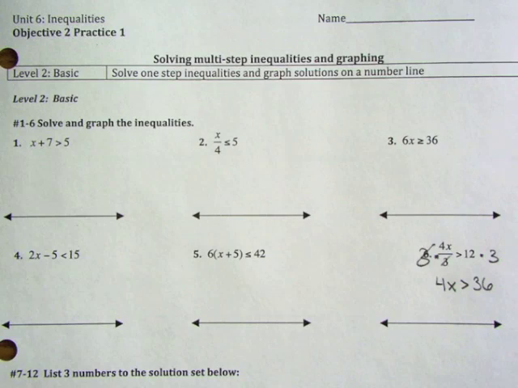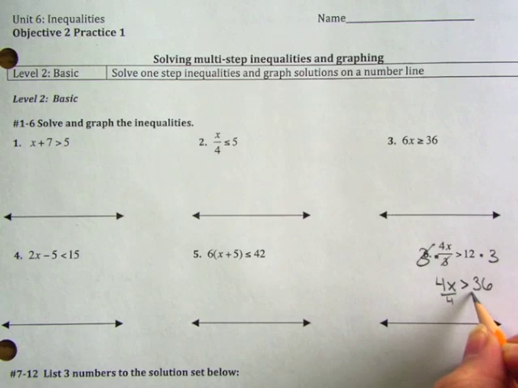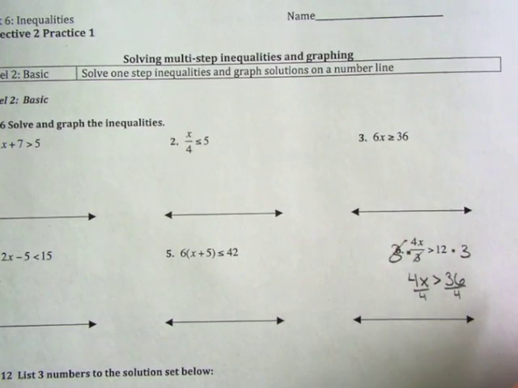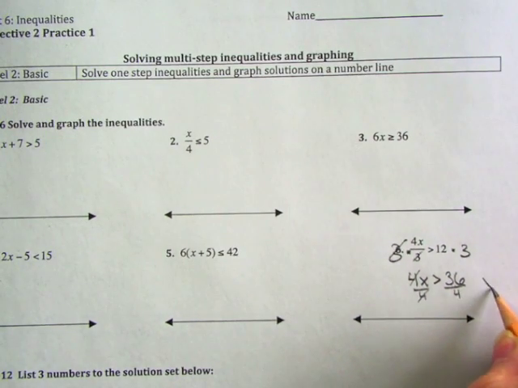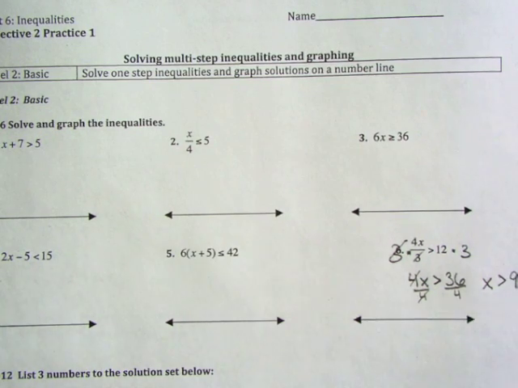Now continuing to solve this, I have 4 times x, so we're going to undo by division. And for room's sake, I'm going to go ahead and put that on the right here. So eliminating those x's, eliminating the 4s, we're left with x is greater than, dividing 36 by 4, we get 9.